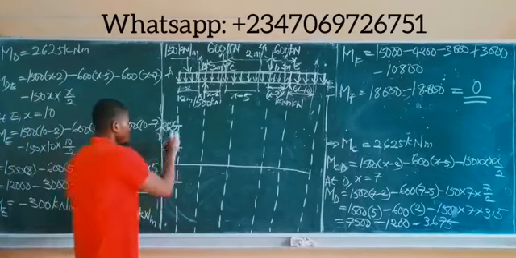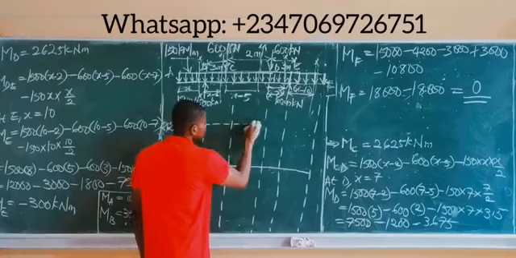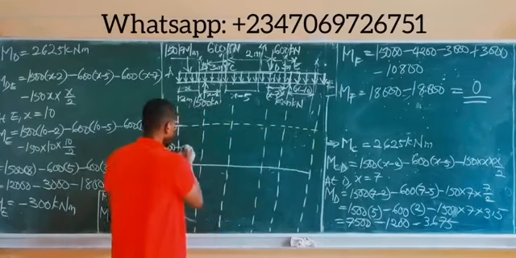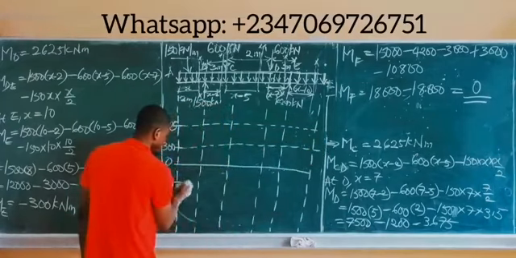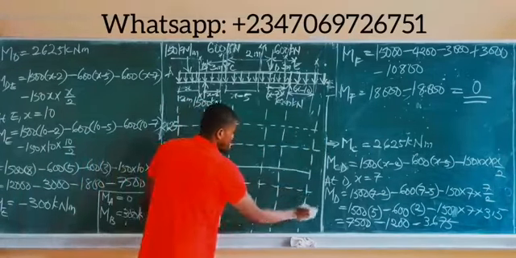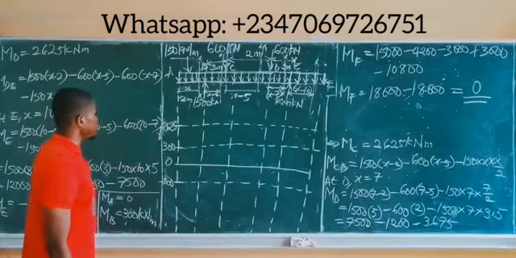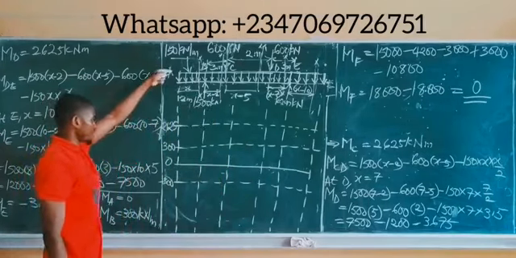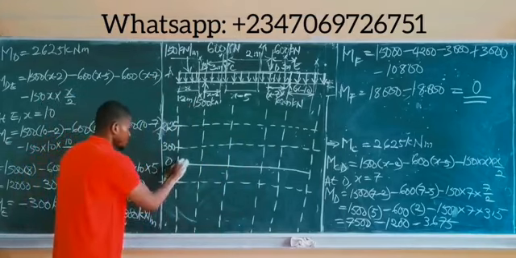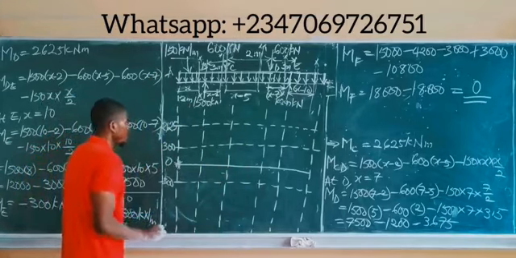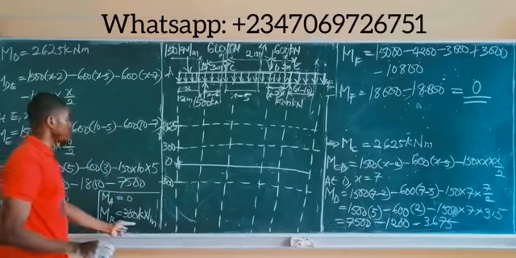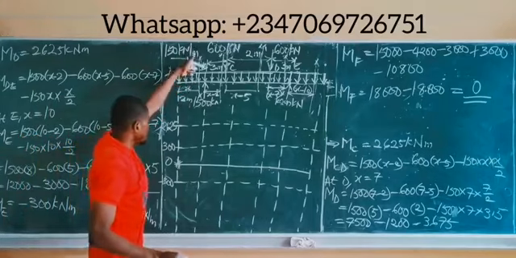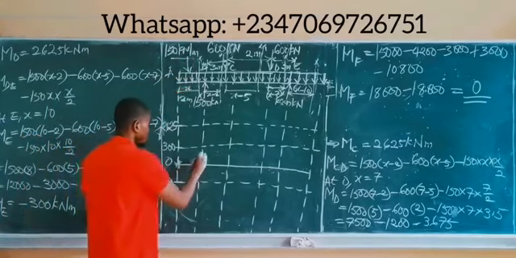So trace out these points. Alright. So moment at A is 0. This is line A, this is 0, so you asterisk. Moment at B gives us 300 kilonewtons. This is line B, this is 300 kilonewtons, so you asterisk.